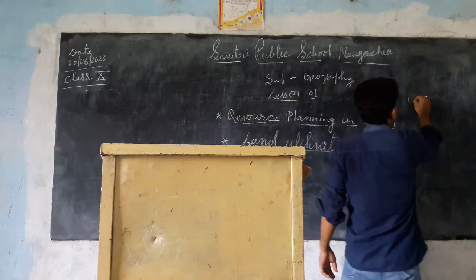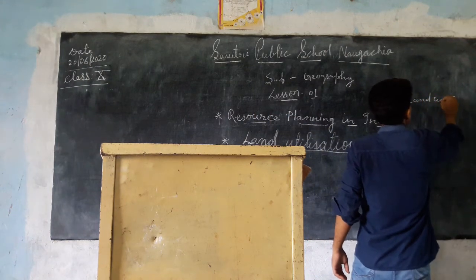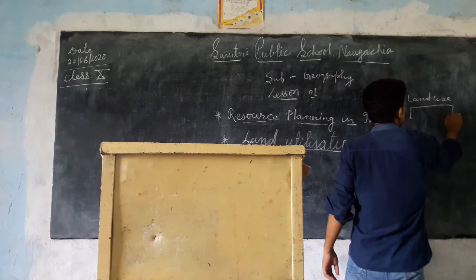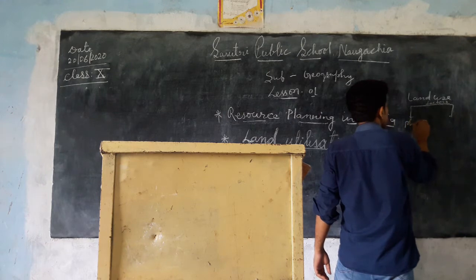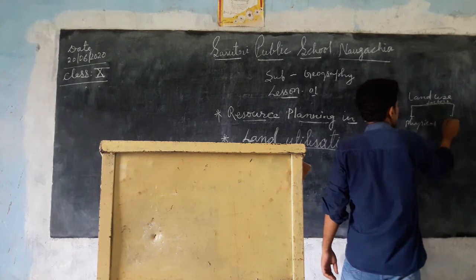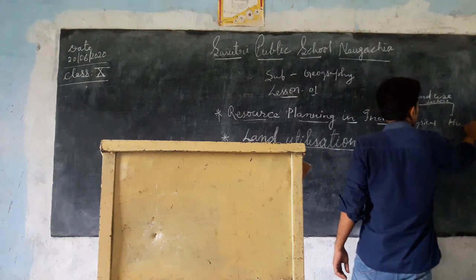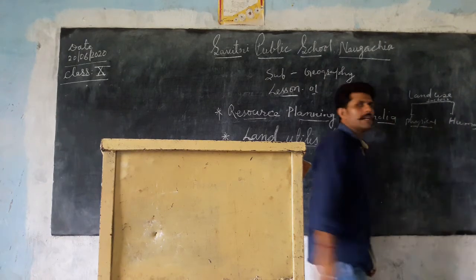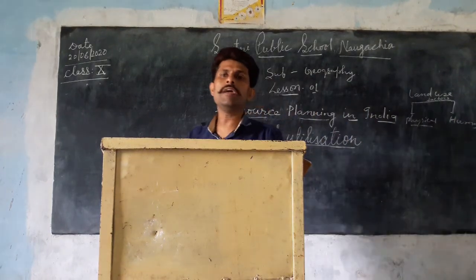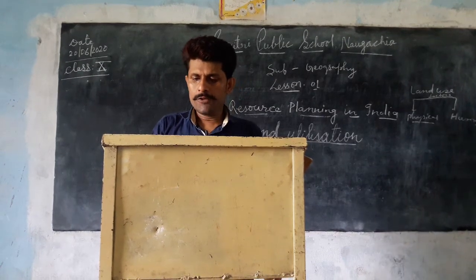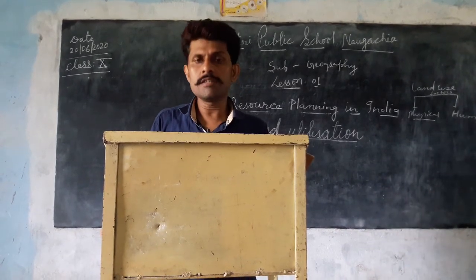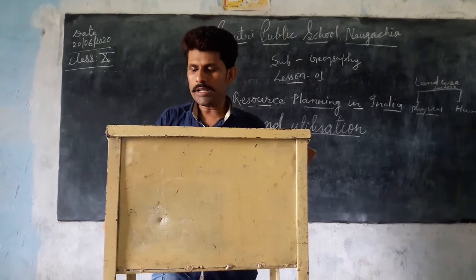Land use depends on two factors. First one is physical factors. Second one is human factor. Physical factors include climate, temperature, soil type, etc. And human factors include density, technology, human capability.